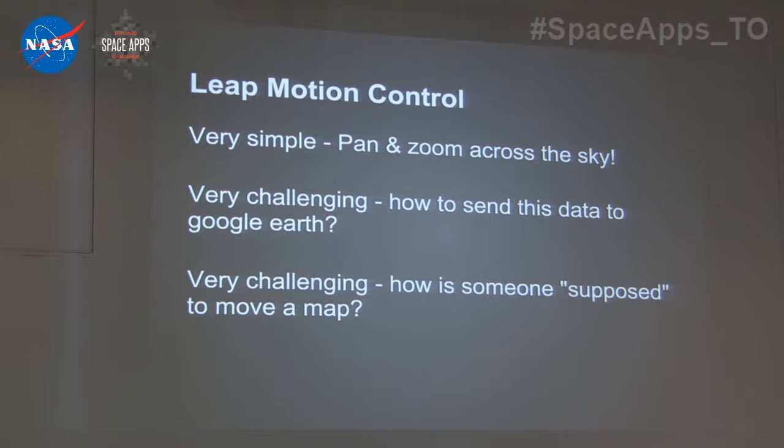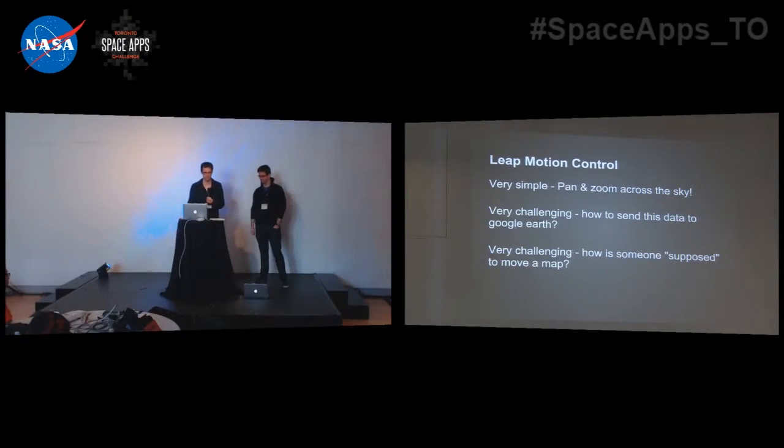We also wanted to implement Leap Motion control for a very simple concept, at least, panning and zooming across the sky. This turned out to be very challenging. For one, how do you send this data to Google Earth? And also, it's a human-computer interaction problem, because how is someone supposed to move a map by waving their arms around? There's no real established way to do that.